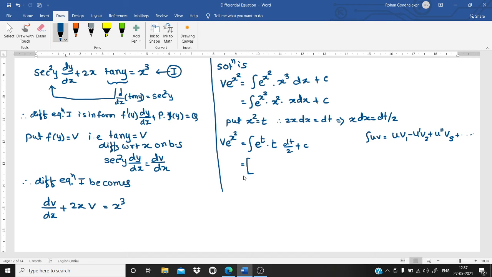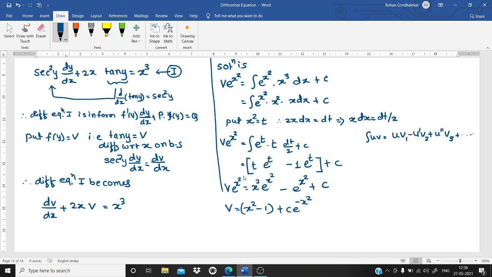See, t is nothing but our u. So t, then next term is minus, derivative of t will be 1. In the first term, integration of e raised to t is e raised to t. In the second term, integration of e raised to t is e raised to t plus. So this is v e raised to x square is equal to, t is x square, so x square into e raised to x square minus e raised to x square plus c. Now we divide by e raised to x square on both sides. Hence we get v is equal to x square minus 1 plus c into e raised to minus x square.